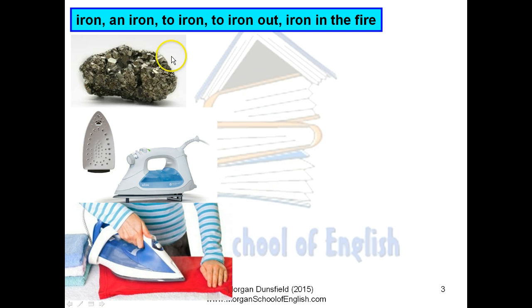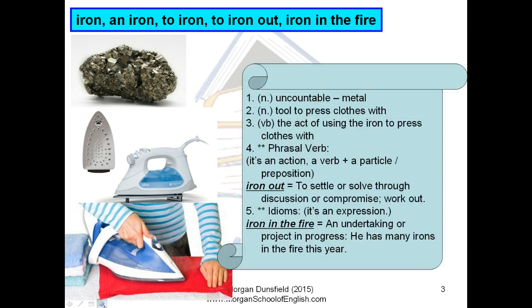To iron is the action, is the verb of using this equipment. So we have the first one, iron, is a noun. It's an uncountable noun. It's the metal. The second one is the tool to press clothes with. The third one is the verb. It's the act of using the iron to press clothes with.